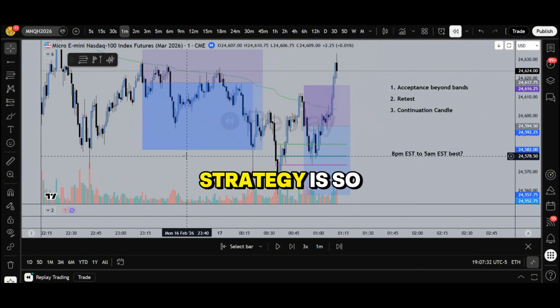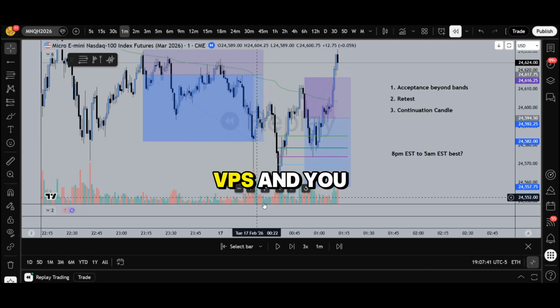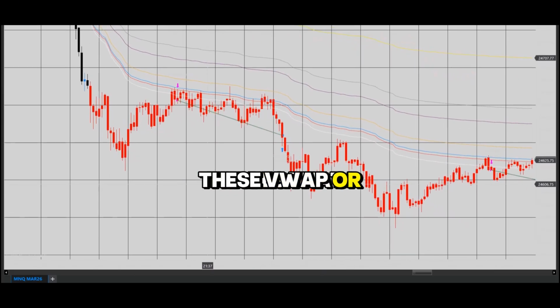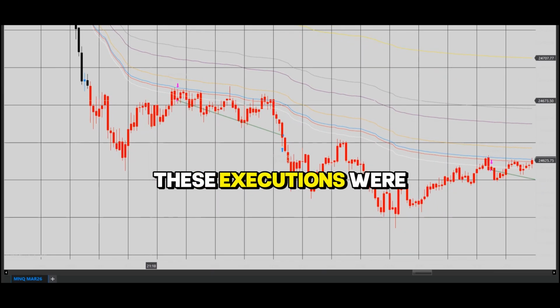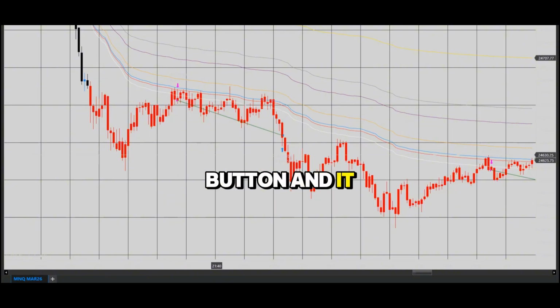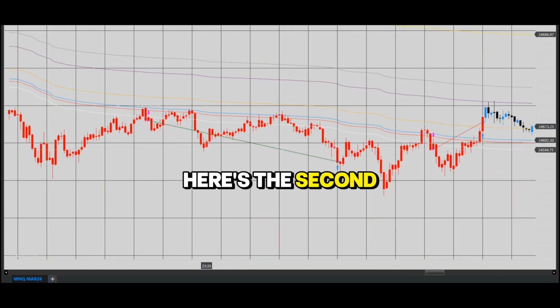And so this strategy is so easy and rules-based and mechanical that I was actually able to turn it into a fully automated trading bot. So I'll just pull up my VPS and you can see the executions here. And so these are the same trades that I just went through, and all of these executions were done completely automated. So I just clicked the on button and it took them for me. So there's the first win, and here's the second win.